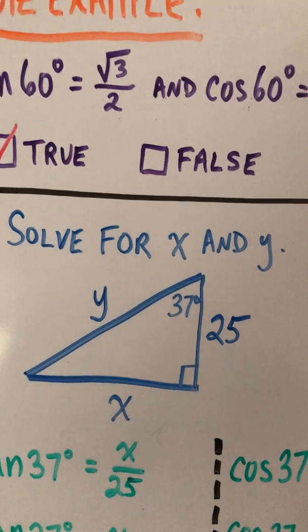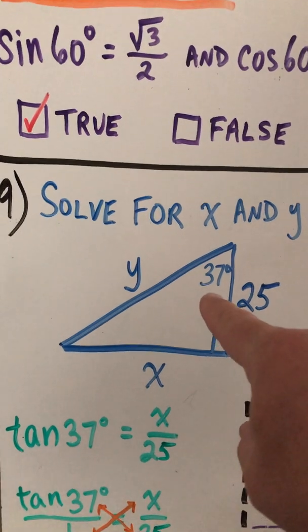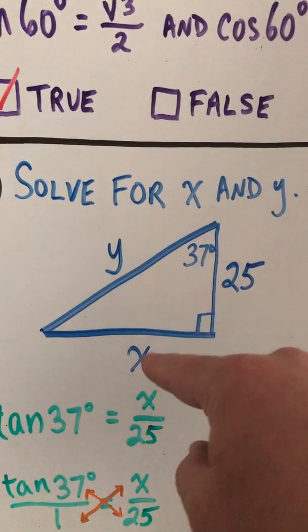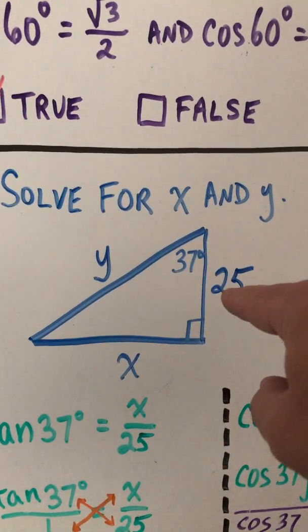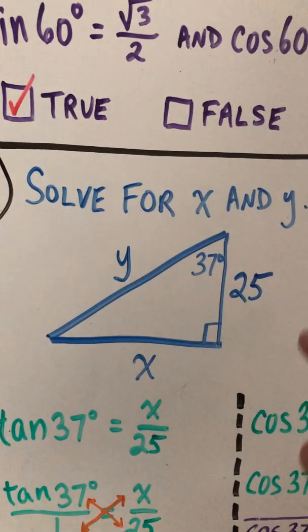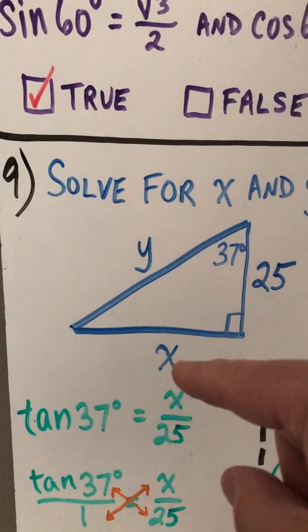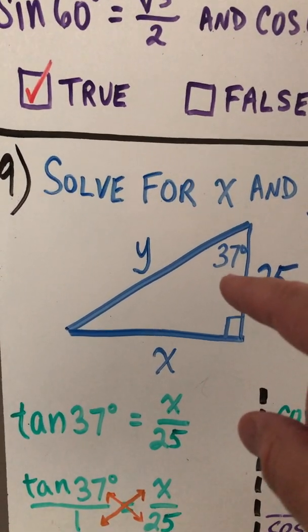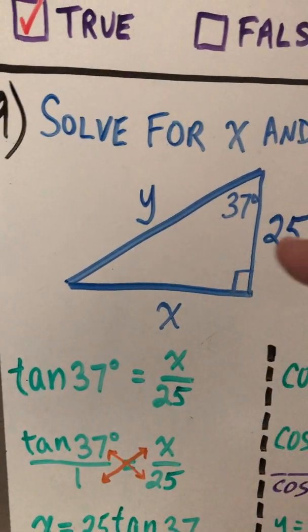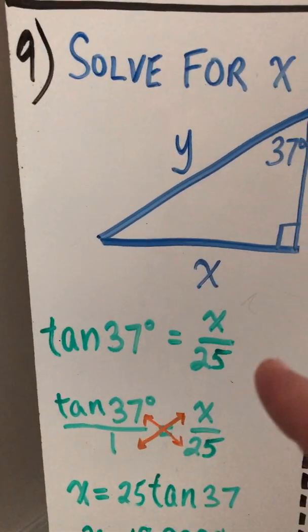Here, we're going to solve for x and y, all right? Now, here's what's going to happen. This time I don't have a theta, I have 37 degrees, okay? So if I want to figure out what x is, x is opposite, and 25 is adjacent. Well, what's opposite and adjacent? Opposite and adjacent, that was tan. Toa, remember, Sohcahtoa? Tan is opposite over adjacent. So I'm going to say that tan of 37 degrees equals opposite over adjacent, x over 25, okay? So tan 37 equals x over 25.